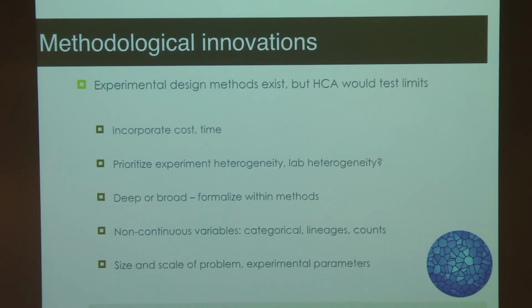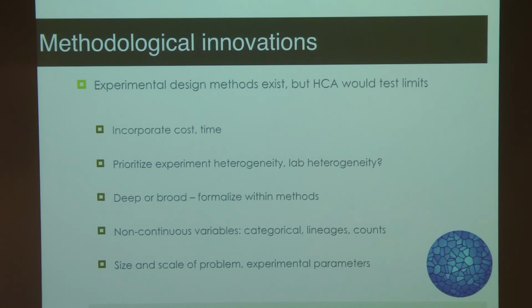So how to really carefully incorporate time and cost into these ideas. We have some idea about how to do that, but we need to do better. How to prioritize experiment heterogeneity and lab heterogeneity. Going deep or going broad, I think we need to really formalize this within the methods we're considering. How to have non-continuous variables. So as we've heard from the last couple of days, a lot of the parameters in these experiments are categorical. They might involve trees or lineages. They might involve count data. And these are actually less worked out than the continuous variables that we generally think about in experimental design.